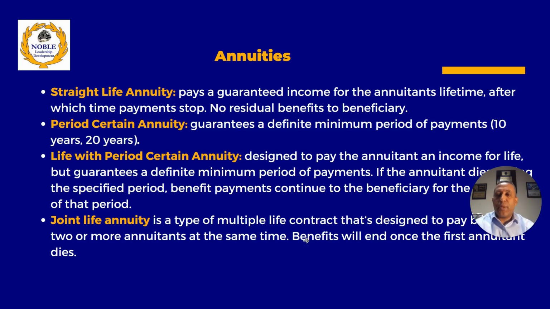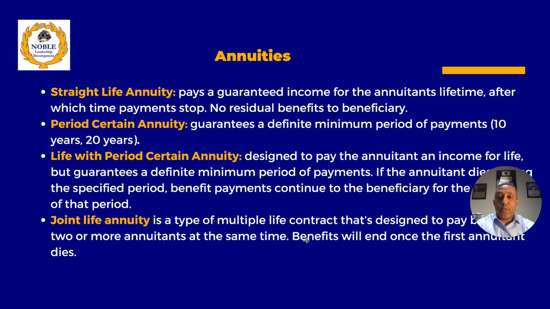Also, an annuity can be a period certain annuity, which means that a guaranteed definite minimum payment is made to the annuitant. It could be for 10 years or 20 years. If you spread it out, you get less annual money. If you want to get it sooner, you get more. But at the end of the day, the stretched money is going to be better for people. In a period certain annuity, you get the payments over 10 years or 20 years, so a minimum definite number of periods of payments.